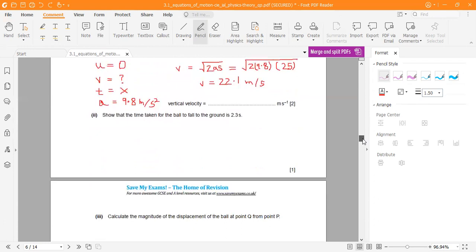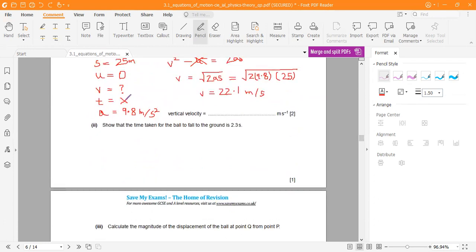Show that the time taken for the ball to fall to the ground is 2.3 seconds. So we need to find the time now. We have all of these values. We have S, we have U, we have V, we have A. All we need to do is find time. So we can use any equation we want. I will use the simplest one, which is V is equal to U plus AT.